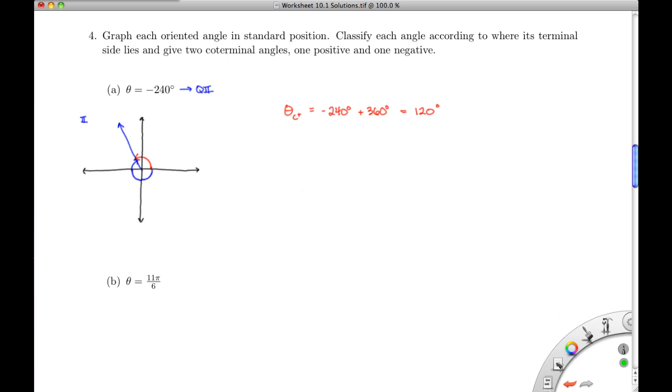Okay, so if we want to get the negative coterminal angle, let's go ahead and we'll call this theta sub c minus.